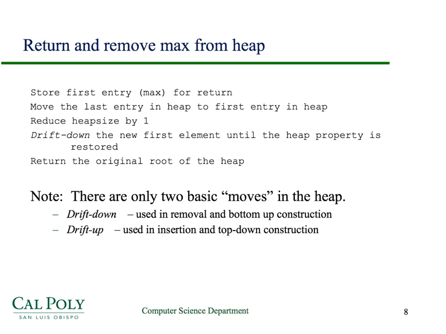It's just going to lay in the array, in a position in the array that we're not going to access. So we reduce the heap size by 1, and then we drift down the first element until the heap property is restored. Now I'm going to have to talk about exactly how drift down works. It's a little more complicated than drift up. And then finally, when we get to a spot where the heap property is restored, we're going to return the original root of the heap. Okay, so there are really two basic moves you should study carefully and make sure you understand: drift down, drift up.